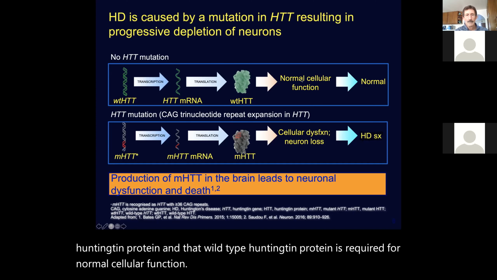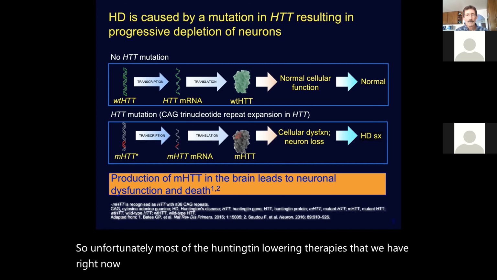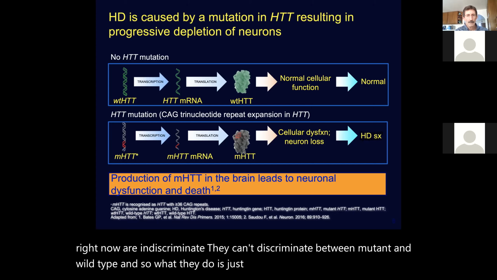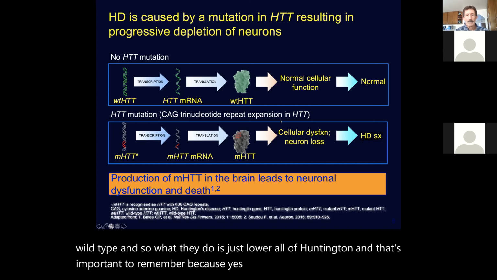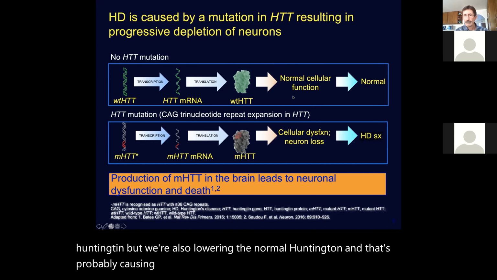So unfortunately, most of the Huntington lowering therapies that we have right now are indiscriminate. They can't discriminate between mutant and wild type. And so what they do is just lower all of Huntington. And that's important to remember because yes, we're definitely lowering the mutant Huntington, but we're also lowering the normal Huntington. And that's probably causing a problem.